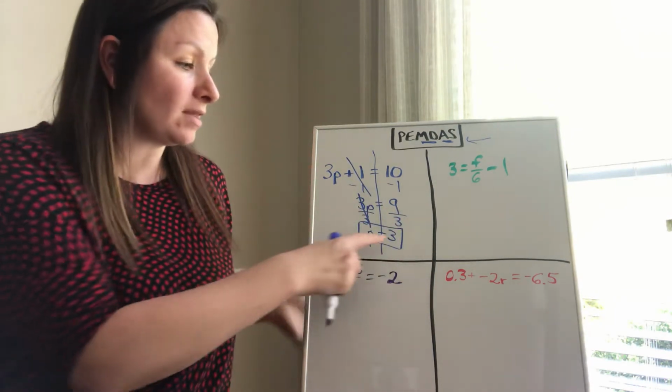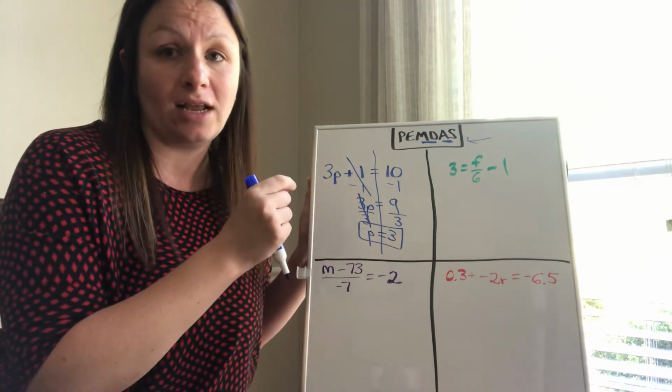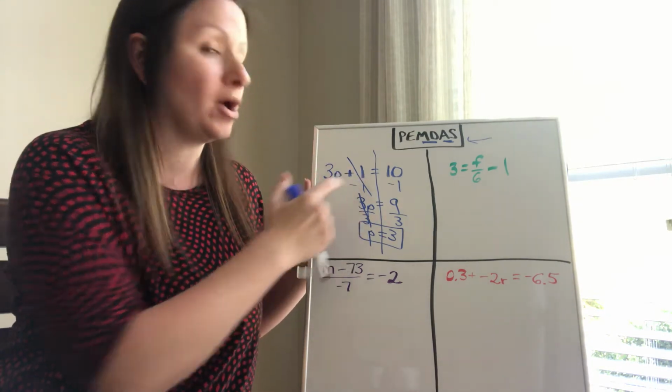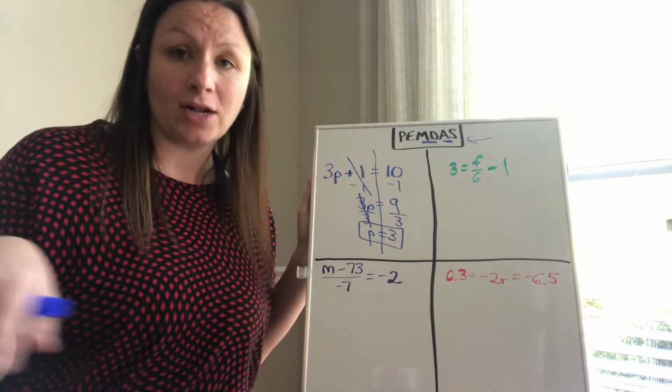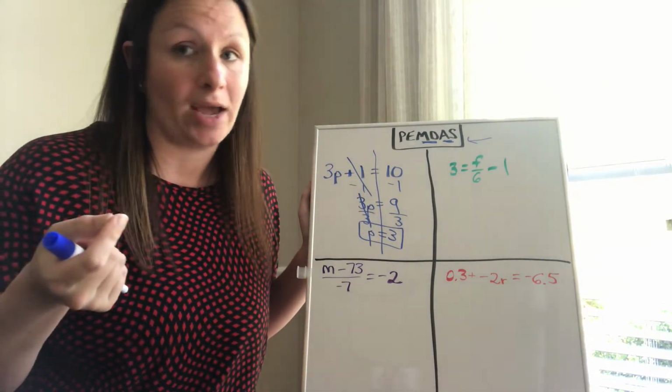Now again, we can substitute for the variable in our original equation to make sure that that answer does work. So we would do 3 times 3 plus 1. And if we type that in our calculator or figure out what that is, it's going to give us 10. So we know our answer is right.